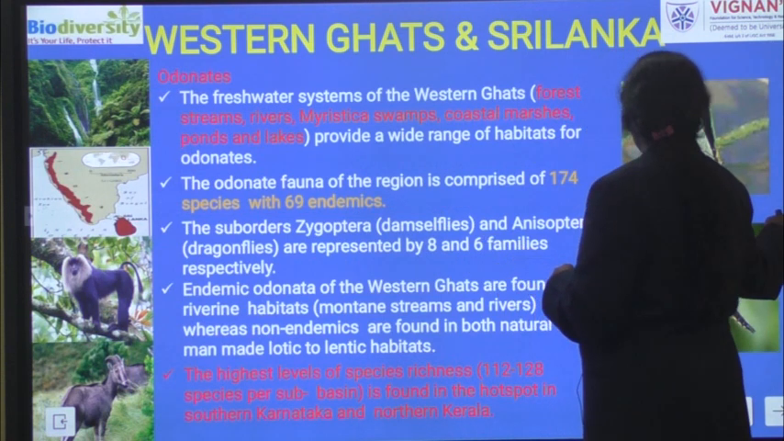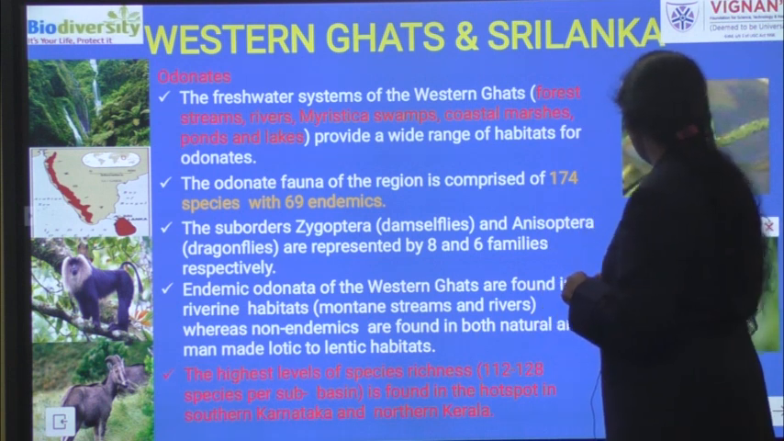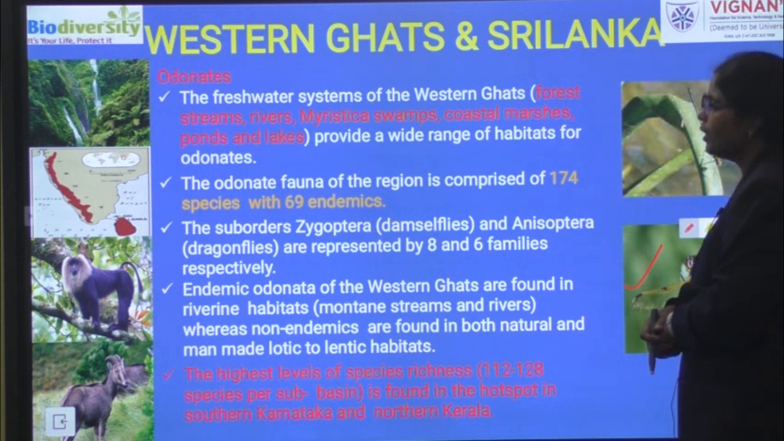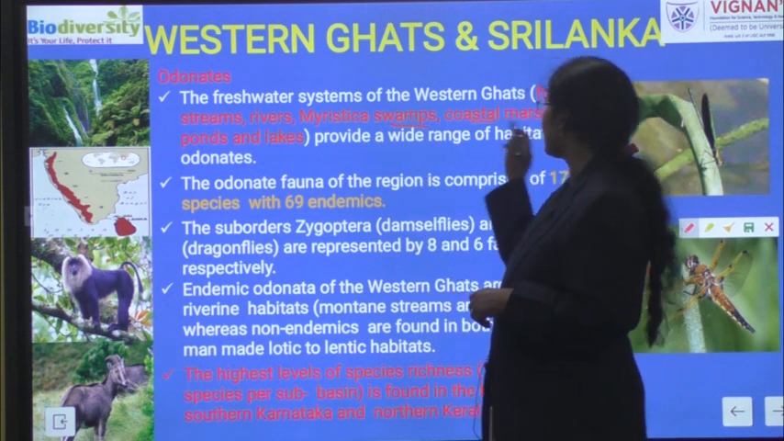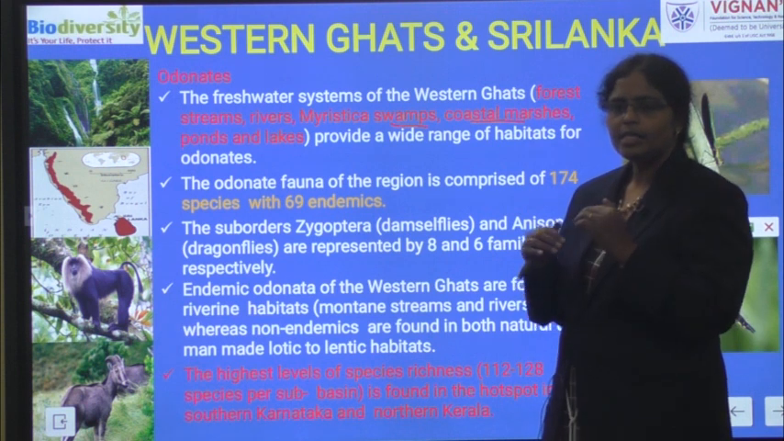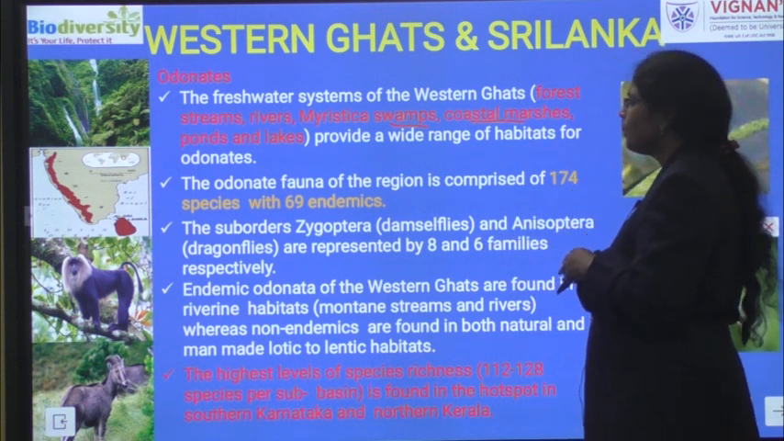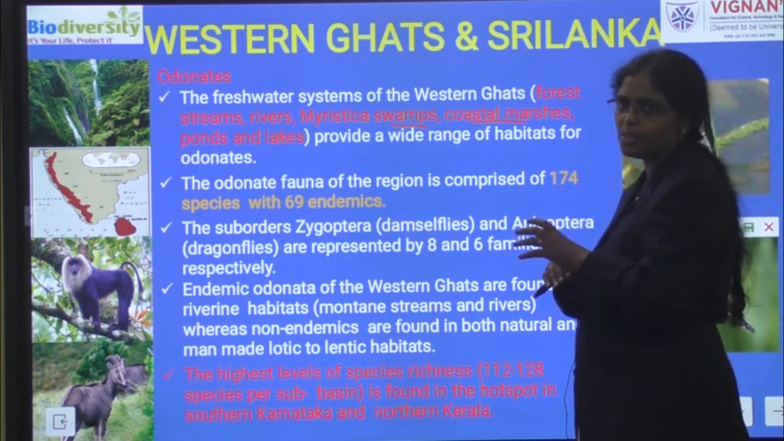The next category of species is odonates. The best example is the dragonfly. Here in this picture you can observe. Because of the forest streams, rivers, swamps, coastal marshy ponds as well as lakes, this is a rich source for odonates, and this habitat is helpful for the richness of these species.